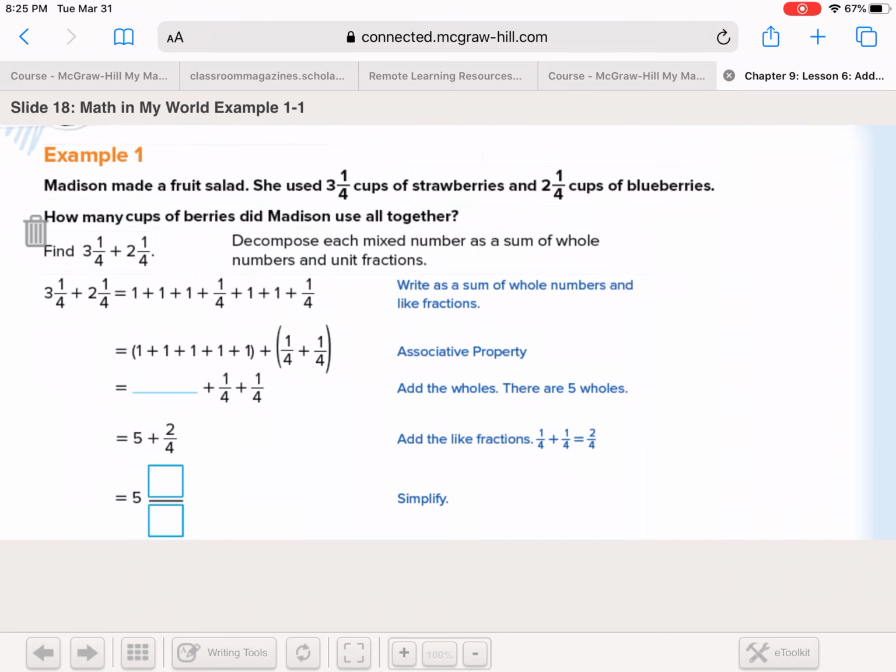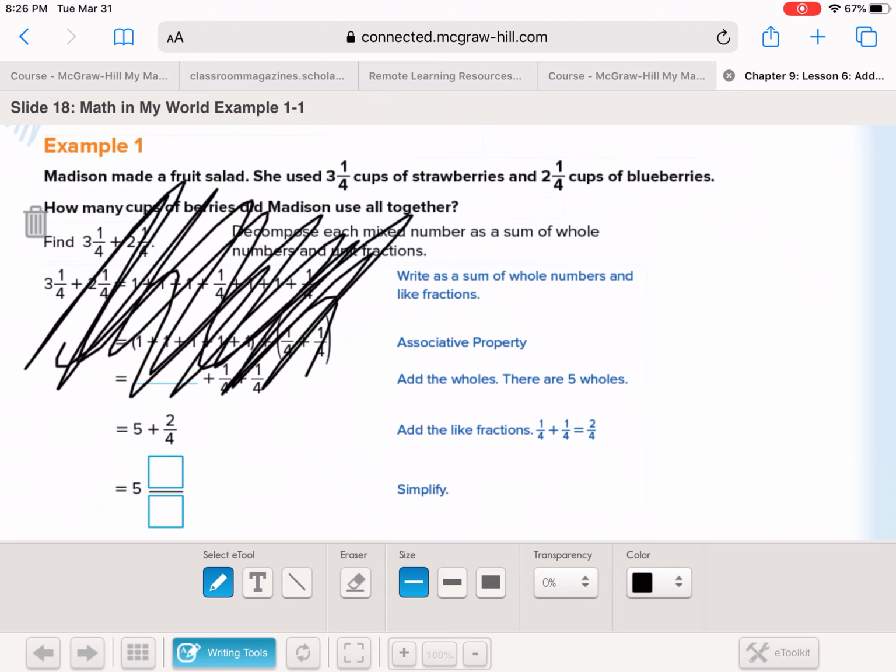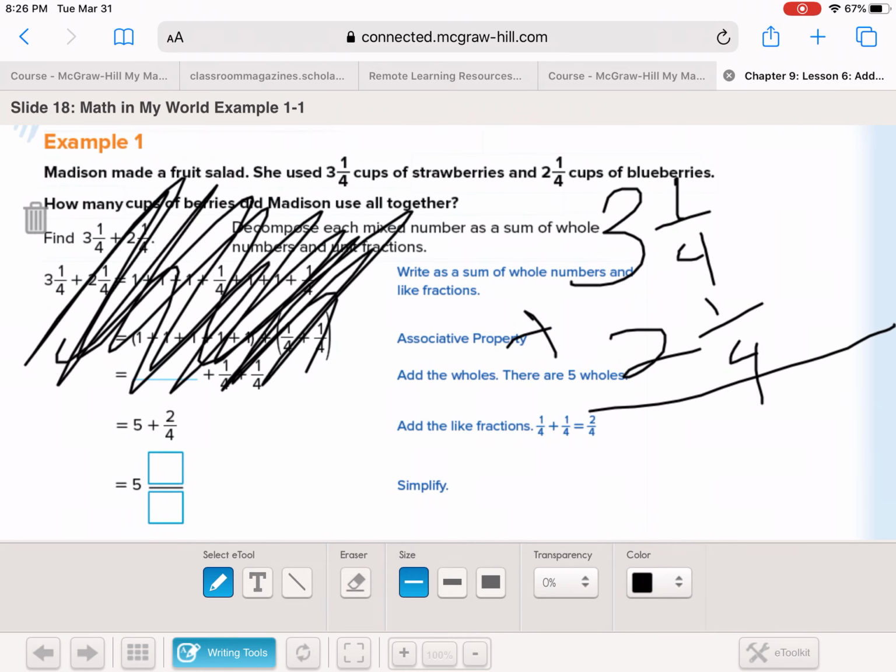Whoa, I have to actually shield my face from this. No, we're just going to add them. 3 and 1/4 plus 2 and 1/4 is 5 and 2/4. You can do this too. So you just add them together. Why are you making it so hard, McGraw-Hill? I need to be on your staff of writers.